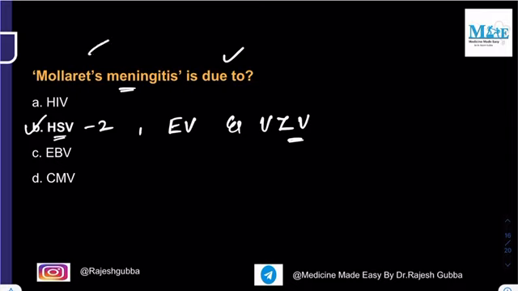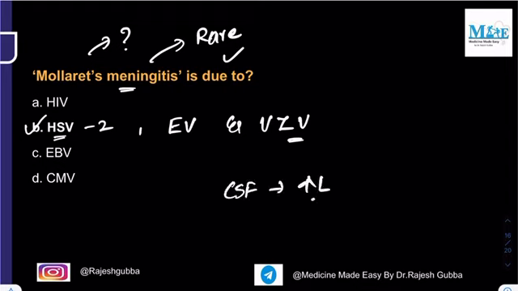At the same time, you need to know what you understand by the word Mollaret meningitis. Mollaret meningitis is also known as recurrent benign lymphocytic meningitis. As such, it is not very common. This is a very rare form. And what will the CSF show? The CSF will show an increase in the lymphocyte levels. And what about the clinical features? The clinical features will be similar to those of meningitis.